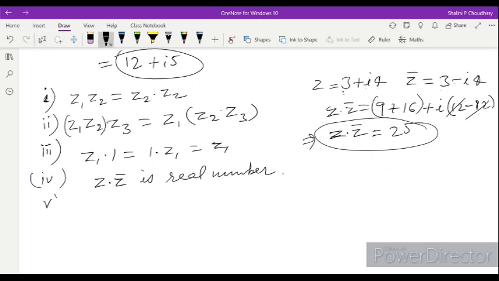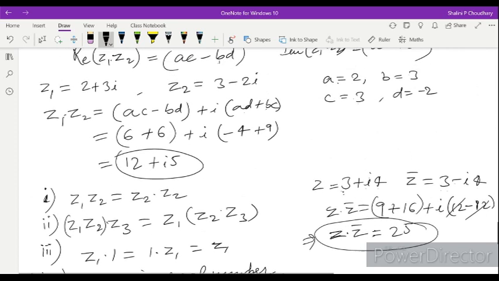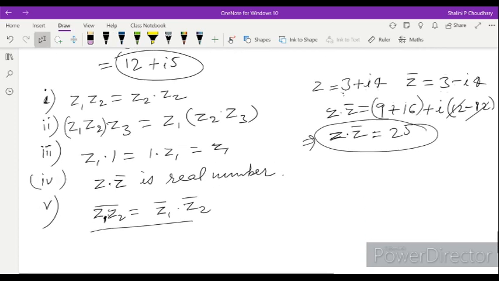और क्या कर सकते हैं, and one more thing is there, z into z, okay, z1 into z2 bar will be equal to z1 bar into z2 bar, okay. So this also we can see, क्या कर सकते हैं हम, we can take one example, this example हम लेते हैं.